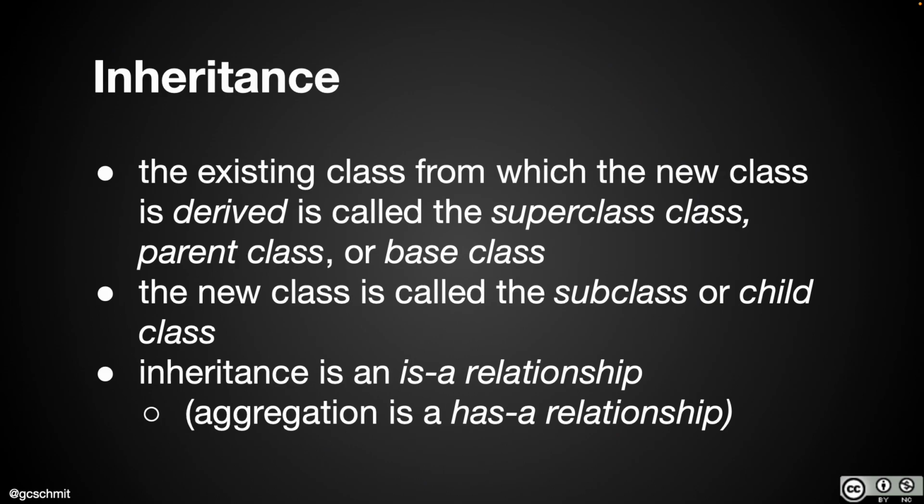This is our first glimpse at what we call an is-a relationship. We'll use these words is-a and has-a a lot to help us understand concepts throughout this unit. Inheritance is an is-a relationship. The subclass is a more specific version of the superclass, and we'll see an example of that in just a moment.